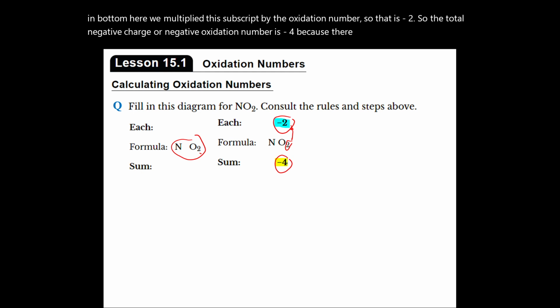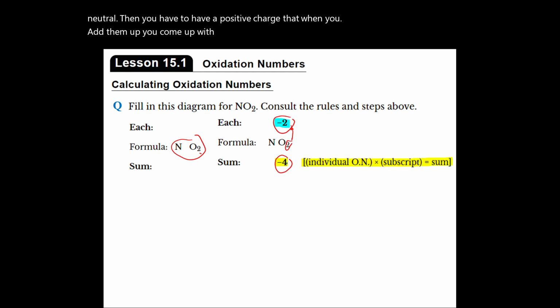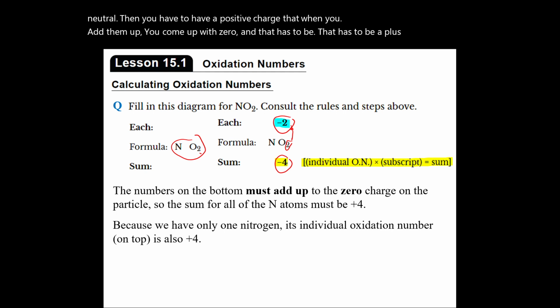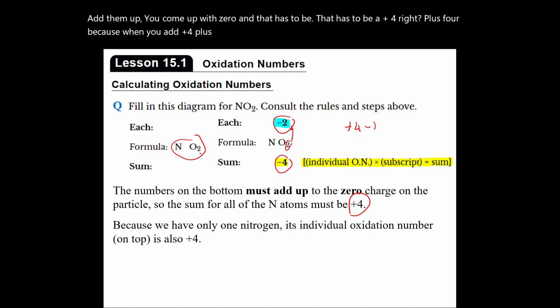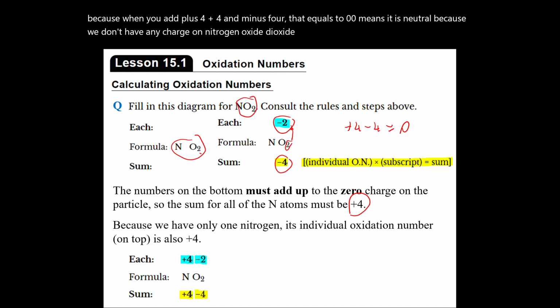Because there is no charge on NO2, it is neutral, you have to have a positive charge that, when you add them up, you come up with 0, and that has to be +4, right? +4, because when you add +4 and -4, that equals 0. 0 means it is neutral because we don't have any charge on nitrogen dioxide. So nitrogen is +4, oxygen is -2. That is what we see here.